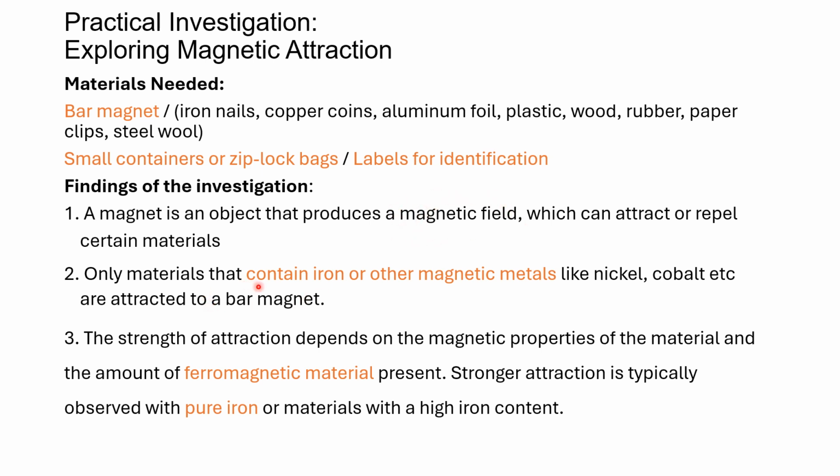Secondly, only materials that contain iron or other magnetic metals like nickel, cobalt, and so on can be attracted by the magnet, not all materials. And then the other thing, all materials that have pure iron will have a strong magnetic field. I mean, they will be attracted very fast by the magnetic field of the magnet.